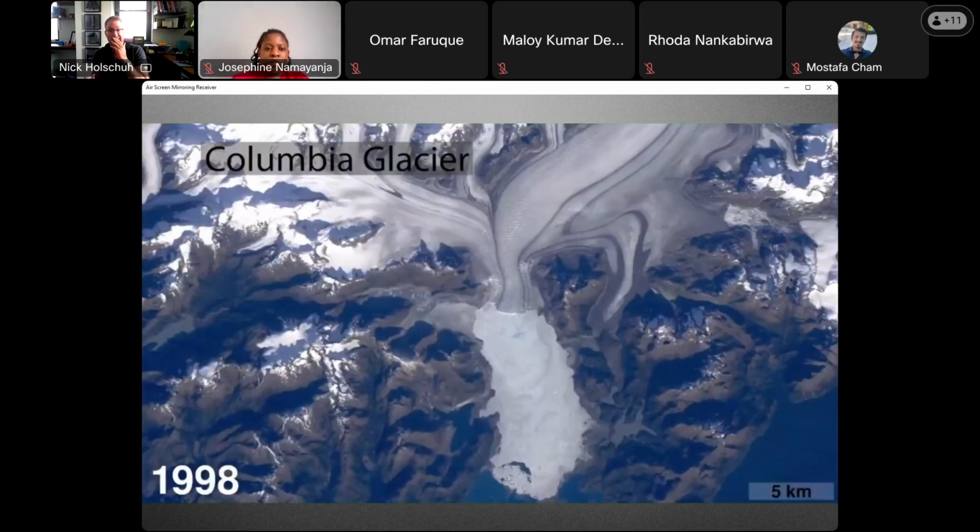And I wanted to start again with another animation of a glacier. This is Columbia Glacier. It sits in Alaska. This is a satellite image from 1998. And in a second, I'm going to play a time series of satellite images of Columbia Glacier. The important thing that I'm trying to emphasize here is that glaciers, land ice, ice sheets are dynamic systems.